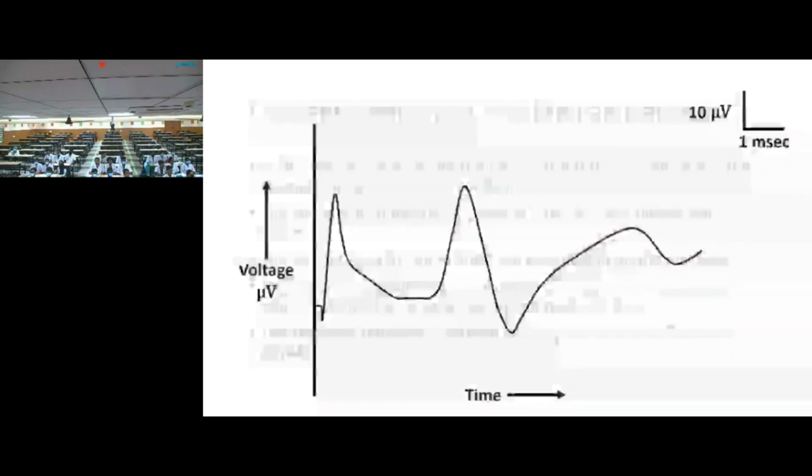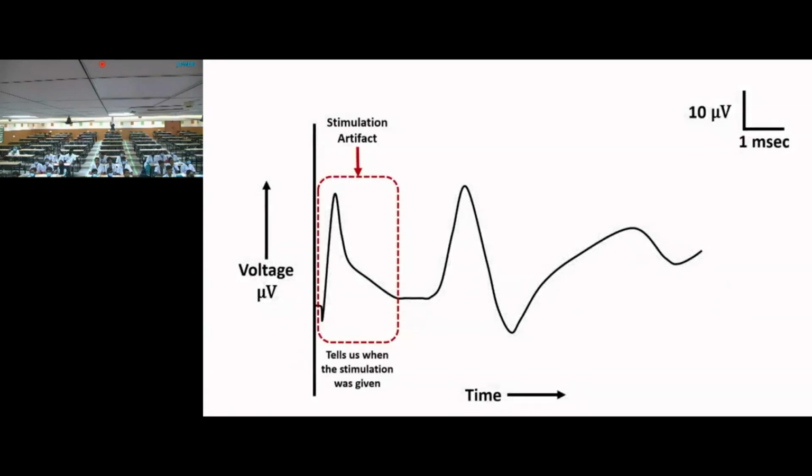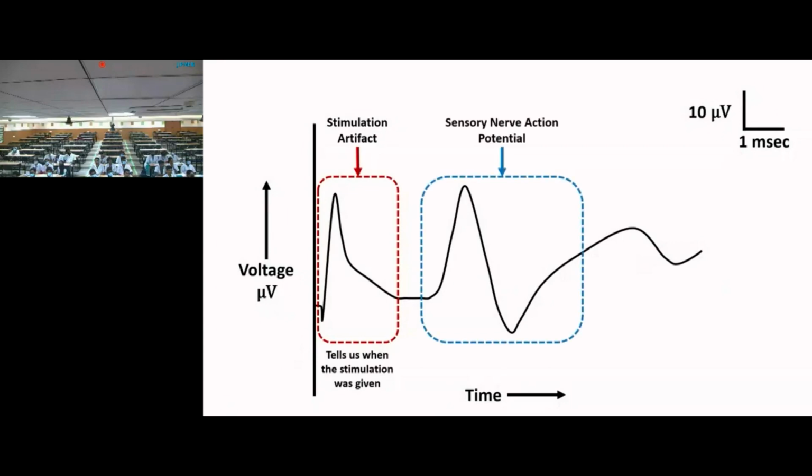So this is how the curve will look in your PC. Initially, what you are getting is your stimulation artifact. That will tell us when the stimulation has started. Okay. And then you have a biphasic response here. That is going to be your sensory nerve action potential.